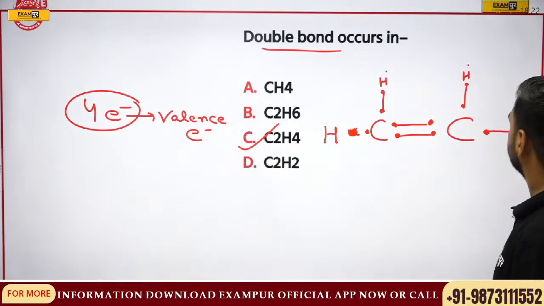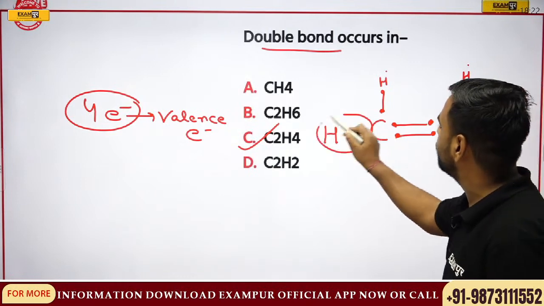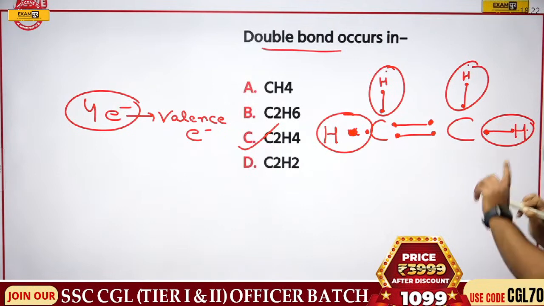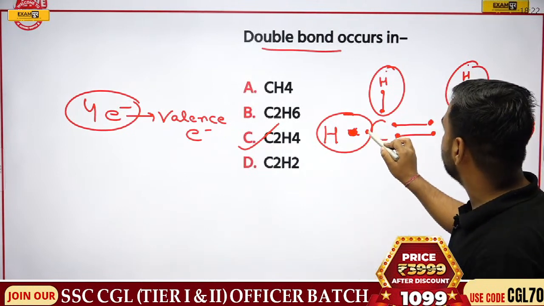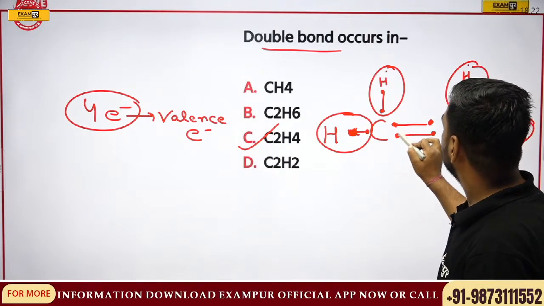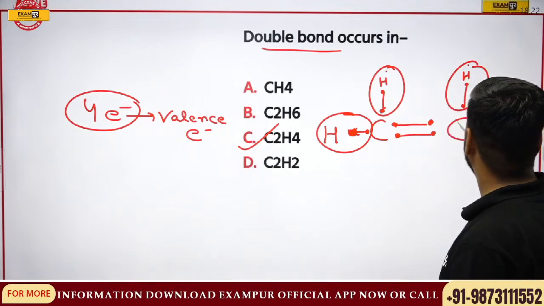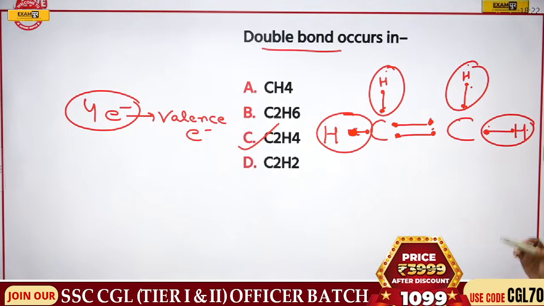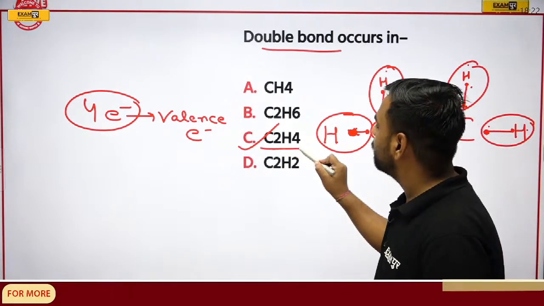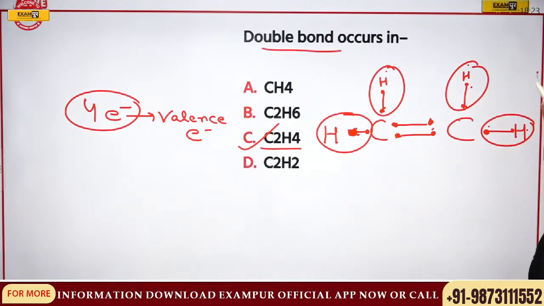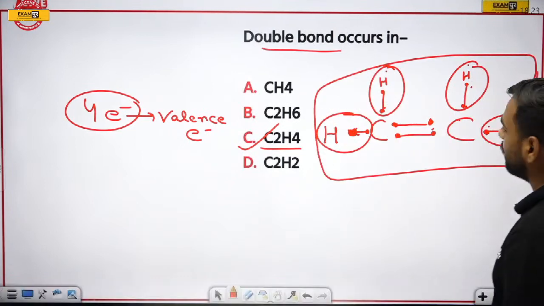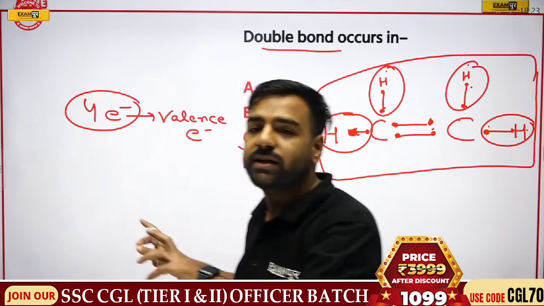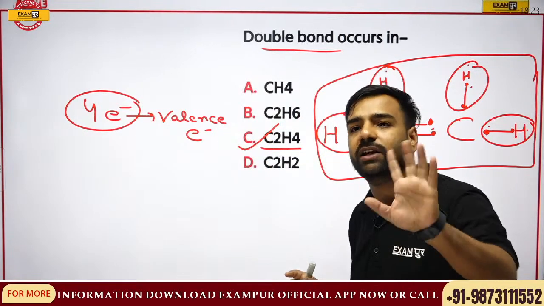1, 2, 3, 4. Now this hydrogen is happy with this part. This hydrogen is happy with this part. Hydrogen, hydrogen, having its duet complete. If I go with the carbon, 1, 2, 3, 4, 5, 6, 7, 8. If I talk about this carbon, 1, 2, 3, 4, 5, 6, 7, 8. Got my point? So here C2H4 will be the correct answer, which is actually having this double bond. Now if someone has doubt here, please let me know. Very important. Please try to understand this. This thing will be helpful in organic chemistry as well.